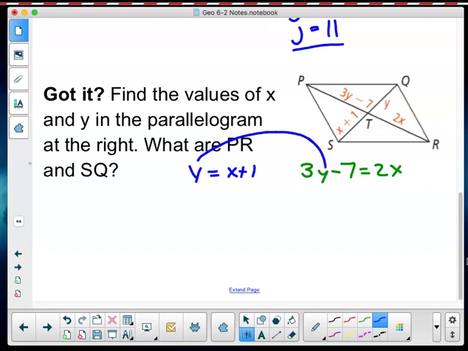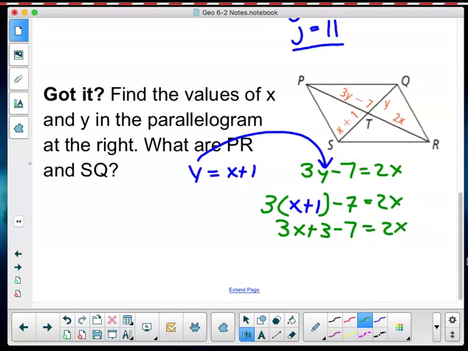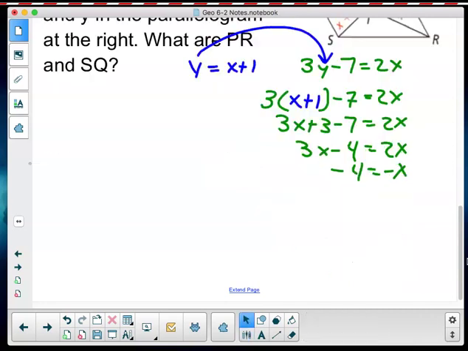Where I see y, I can pop that in. So 3 times x plus 1 minus 7 is equal to 2x. 3x plus 3 minus 7 is equal to 2x. 3x minus 4 is equal to 2x. Now, I've got negative 4 is equal to negative x after I subtract 3x, and I take the opposite of that, and I know that 4 is equal to x.